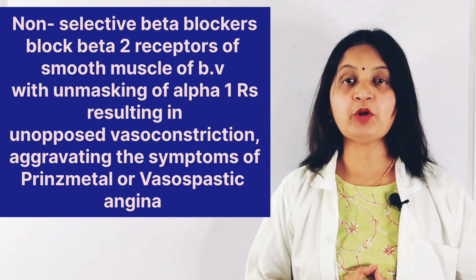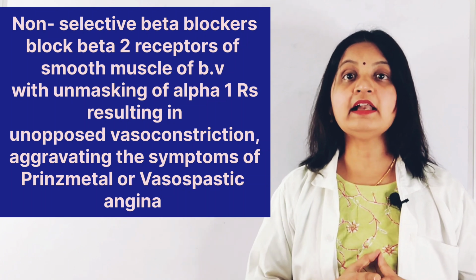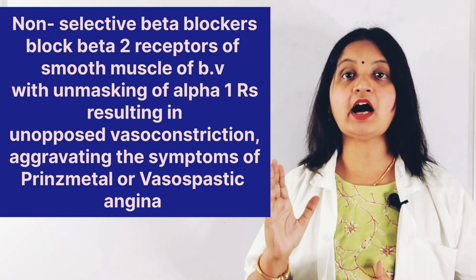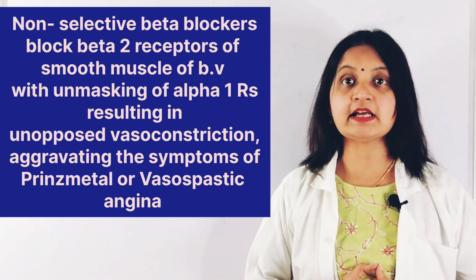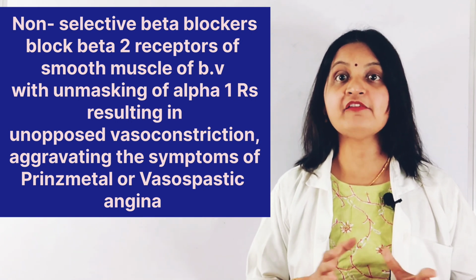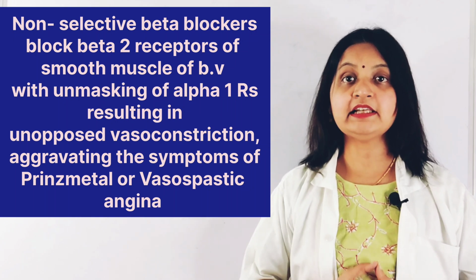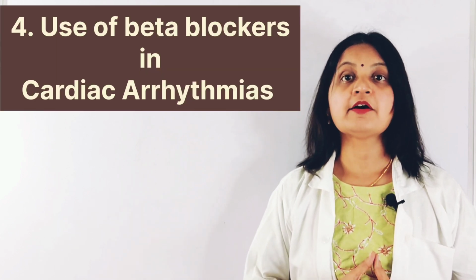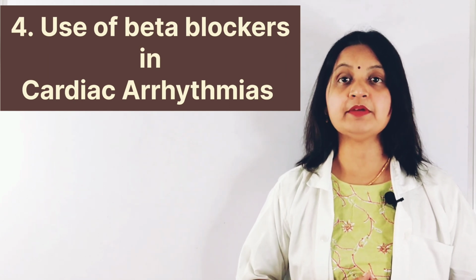So, beta blockers, by blocking the beta-2 receptors of the smooth muscles of the blood vessels, result in unmasking of the alpha-1 receptors, and the action of alpha-1 receptors results in excessive vasoconstriction in the blood vessels, aggravating the vasospasm in the peripheral blood vessels, and this leads to worsening of symptoms of peripheral vascular disorders such as frostbite, Raynaud's syndrome, and so on. Beta blockers are effective drugs in the management of cardiac arrhythmias.